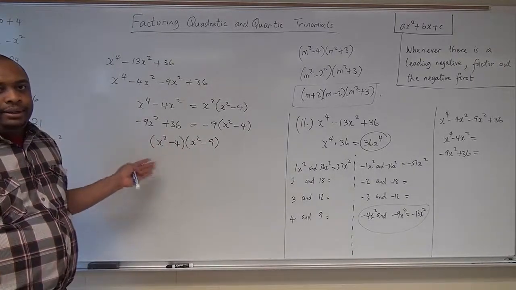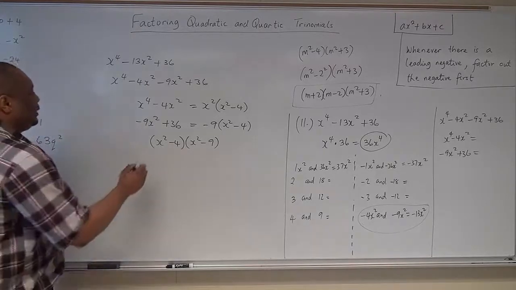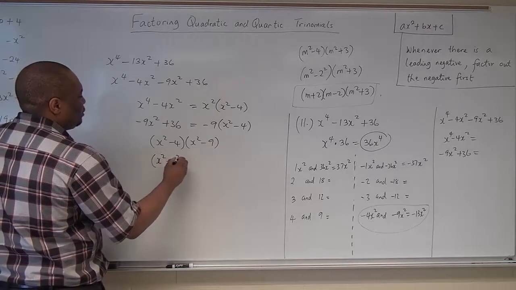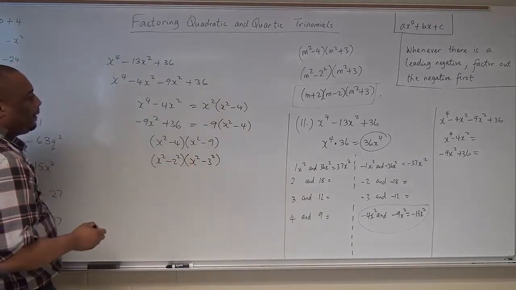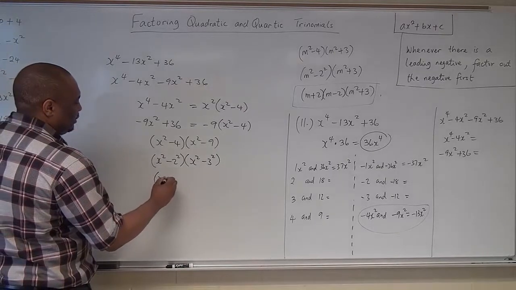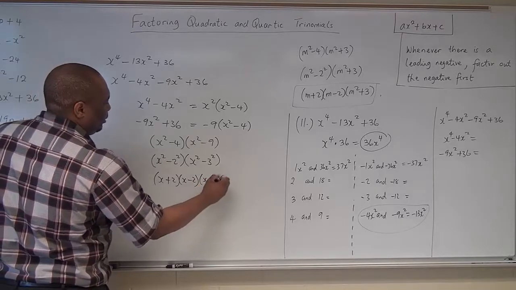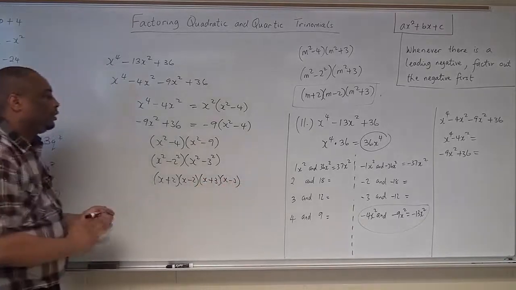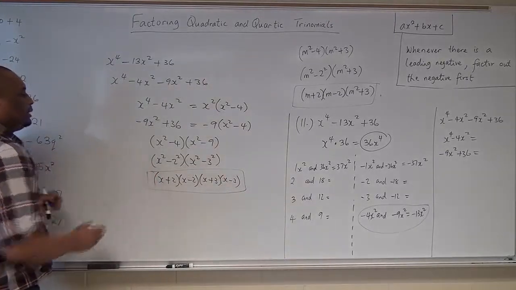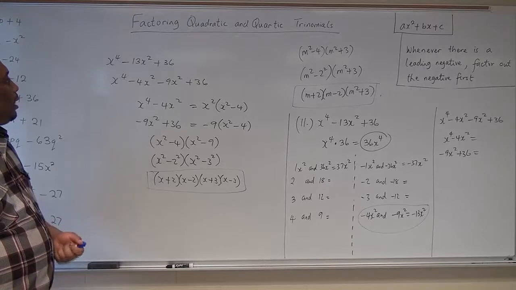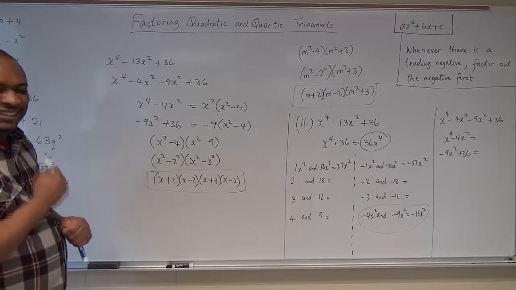We can't stop here. We have to finish it up. Difference of two squares. So this is x squared minus 2 squared times x squared minus 3 squared. And that is x plus 2, x minus 2, x plus 3, x minus 3. And this becomes our answer. That is it. Pretty simple, right?